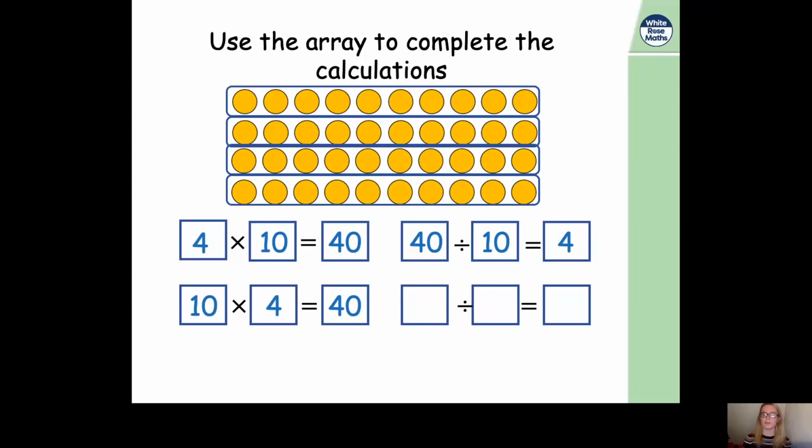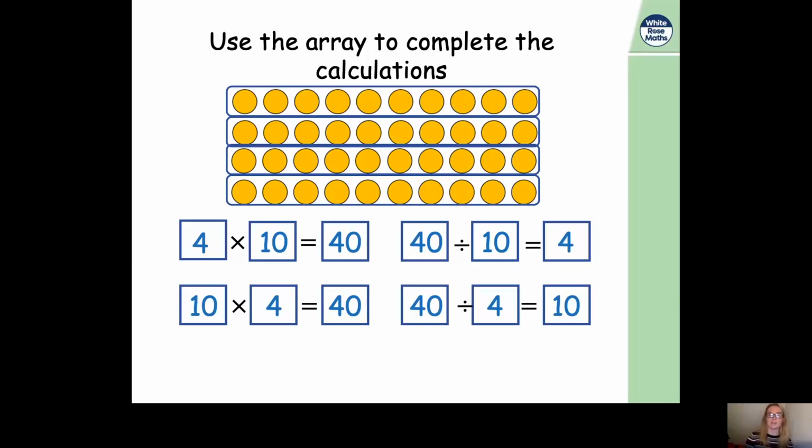Okay, what about the other one? Let's do sharing this time. So I've got 40 counters, and I want to put them in groups of 4. How many are going to be in each group? Well, yes, there are 4 groups, as you can see on the array. And how many counters are in each group? Yes, there are 10 counters in each group, so we can write 40 divided by 4 equals 10. Well done if you got that right.